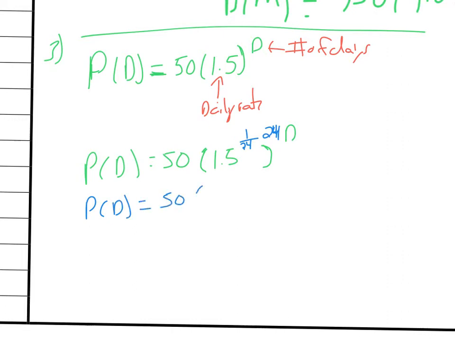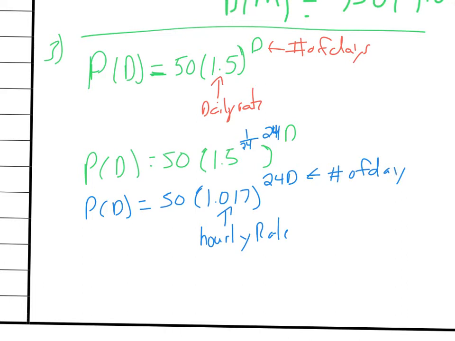This works out to be 1.017 to the 24d. I now have the hourly rate in terms of d, number of days. If I wanted it to be in terms of the number of hours, I would just write P of H equals 50, 1.017 to the H, the number of hours.